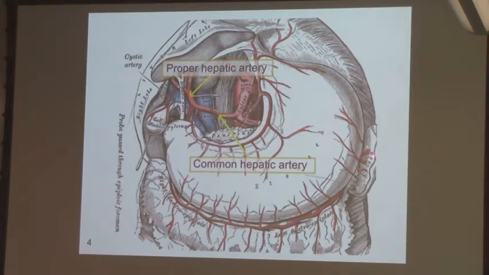And behind here, here's the spleen. Behind here, coming off of the splenic, is the left gastroepiploic. Both of those, right and left gastroepiploic, provide blood to the greater curvature of the stomach.